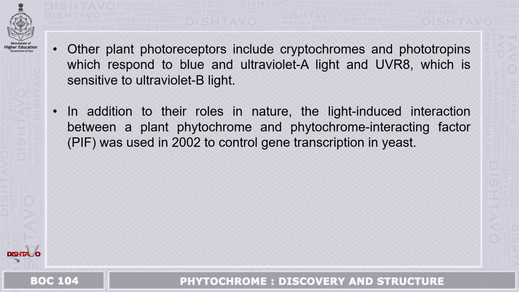Other plant photoreceptors include cryptochromes and phototropins. These are other receptors that respond to blue light and ultraviolet A light, and UVR8, which is sensitive to ultraviolet B light. In addition to their role in nature, the light-induced interaction between a plant phytochrome and phytochrome interacting factors was used in 2002 to control gene transcription in yeast.